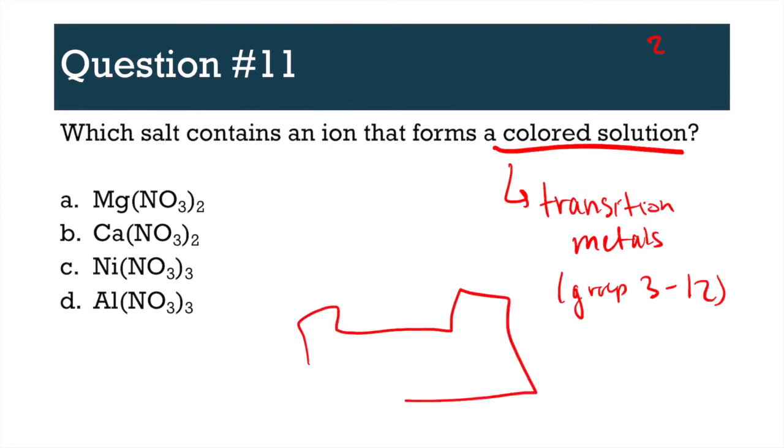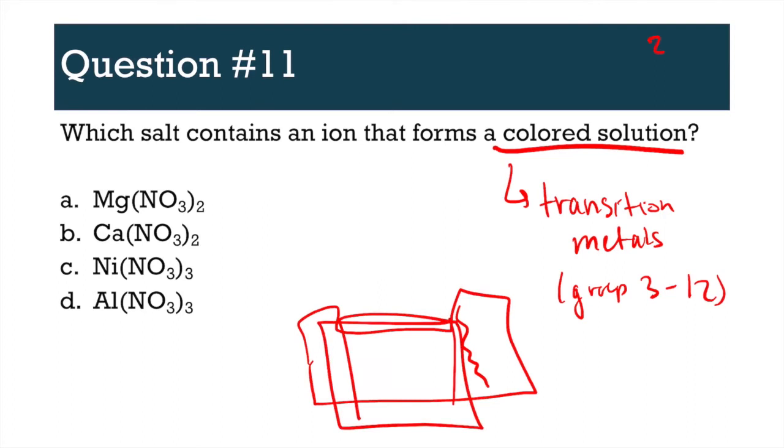So if this is your periodic table, here are your metalloids, that staircase, your transition metals are that middle section. So if we're looking at these 4 answer choices, they all have NO3 in common. So it can't be that. We have to look for which first part of that compound is a transition metal.